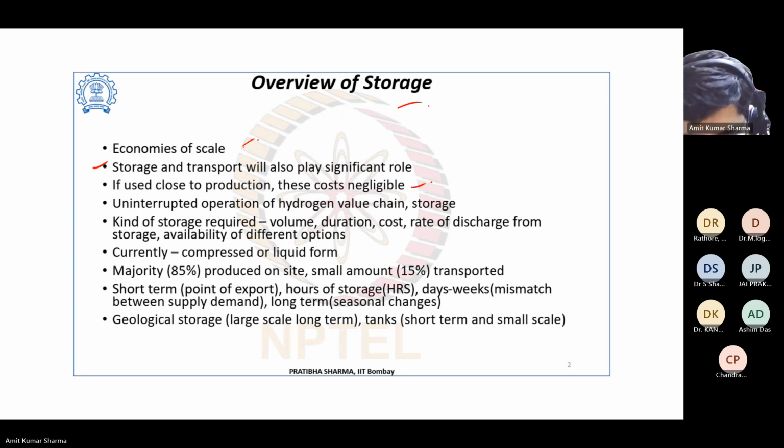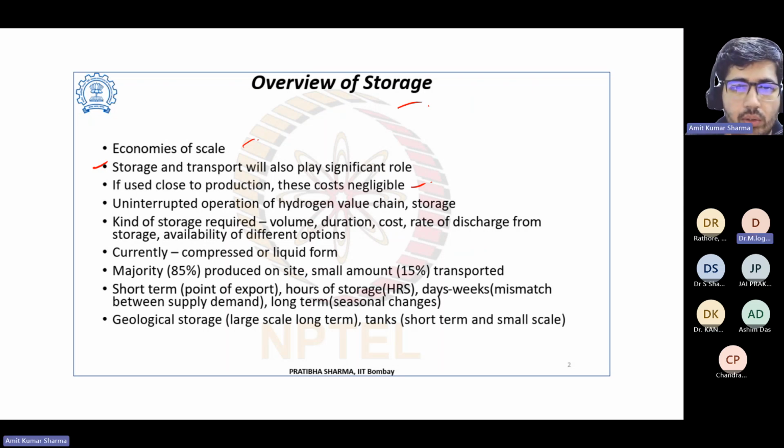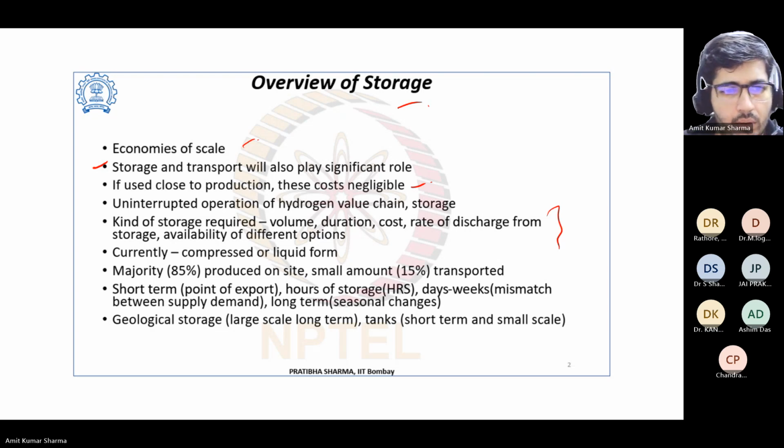As of now, we have seen different kinds of storage methods. Based on your requirement, cost, rate of discharge from the storage, and availability of different options, you need to decide the appropriate method. The compressed and liquid forms are widely used. The majority, 85%, is produced on site and only 15% of hydrogen is transported. Short term, the point of export, then hours of storage, days, weeks: mismatch between supply and demand. Long term, these are the issues.